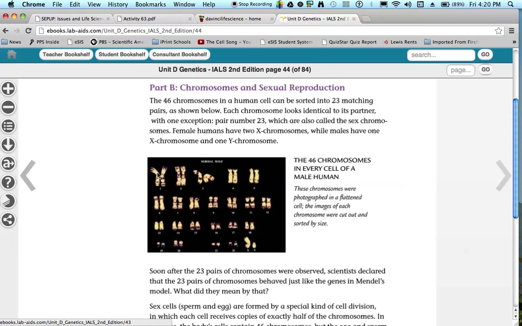So these are our pairs. 22 everyone has, and this is a big X, little y. So that would be a male.